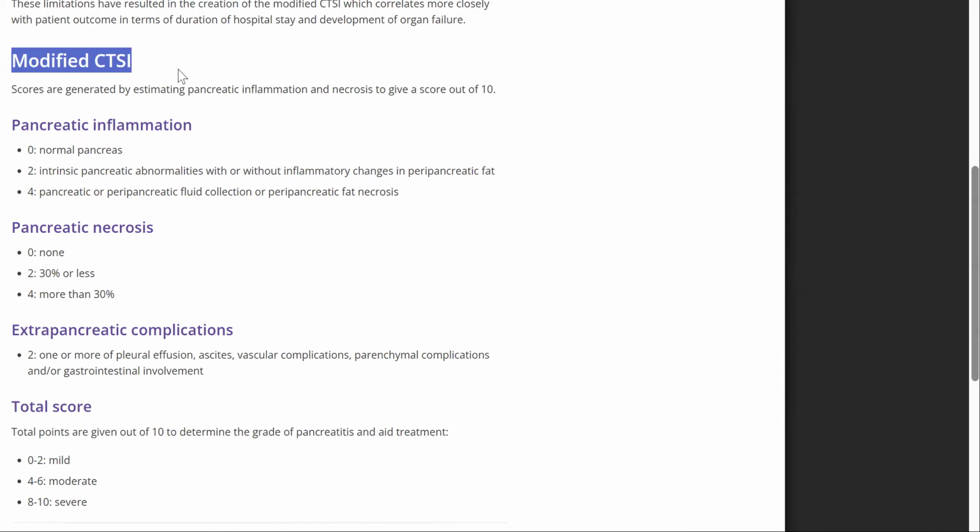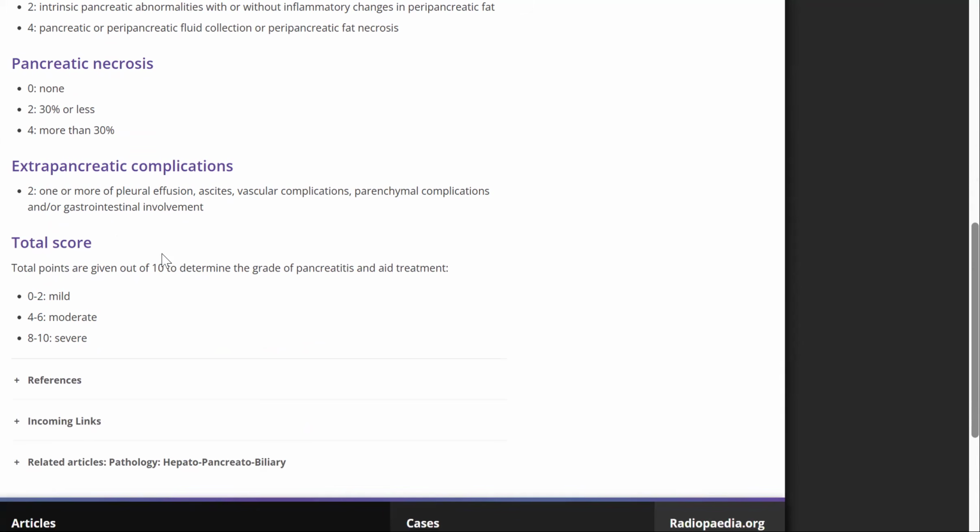Just revise. If you don't remember, no problem in the exam. Just mention the points itself. I'll comment on the necrosis. I comment on the number of fluid collections. Then I revise the internet to put a scoring system. And from the scoring system, we classify it into mild, moderate, severe, and the management differs accordingly.